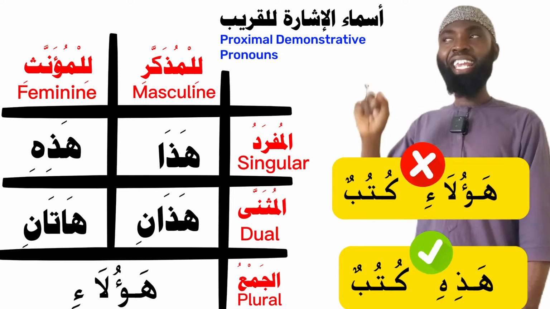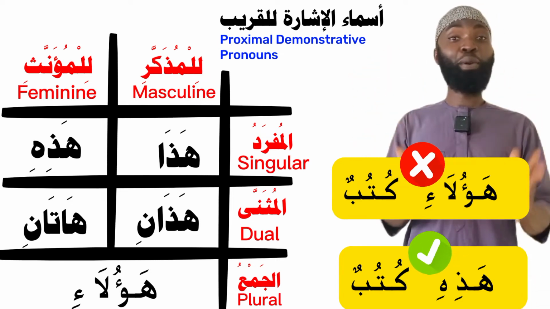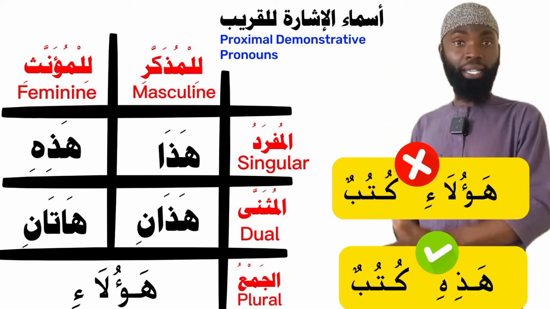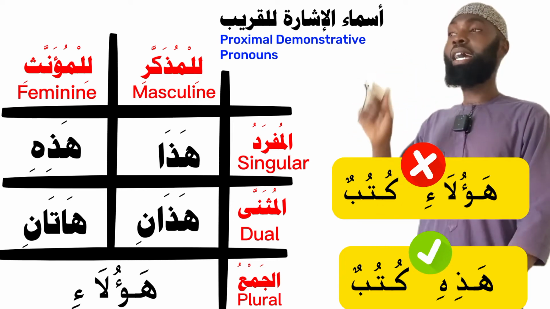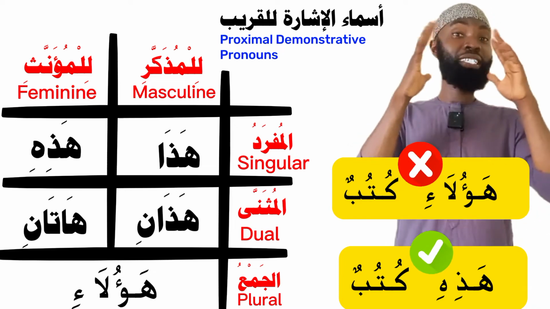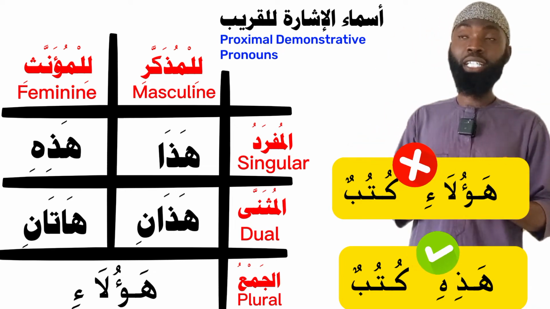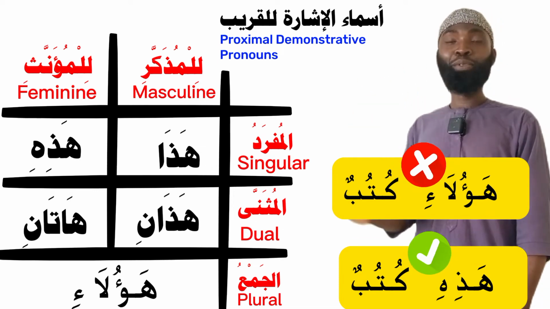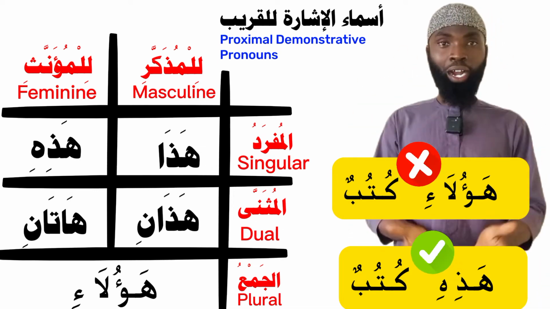Note this, hadhihi kutubun. These are books, because hadhihi originally was used for a singular feminine, where we said hadhihi aishatu. Now we can also use the same hadhihi when there are many objects and we say hadhihi kutubun or hadhihi aqlamun. MashaAllah.